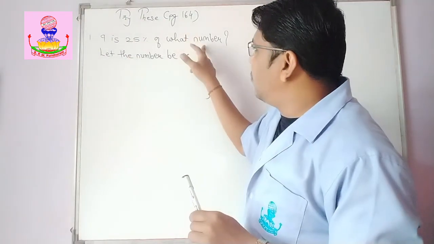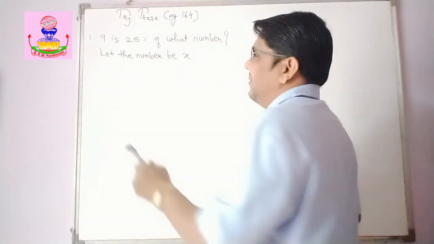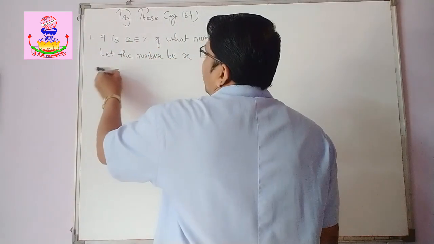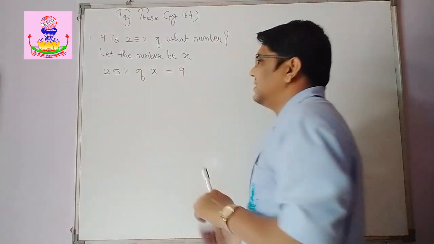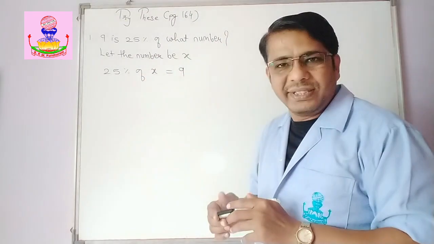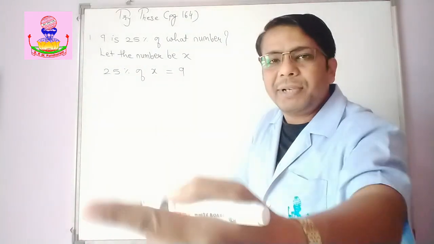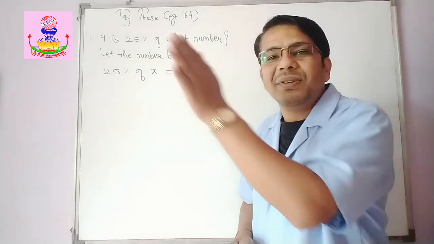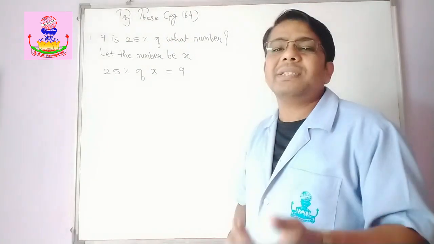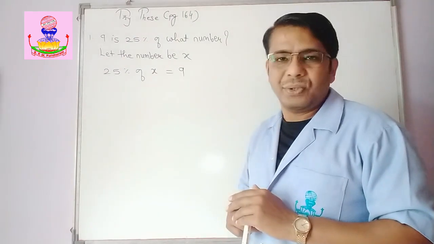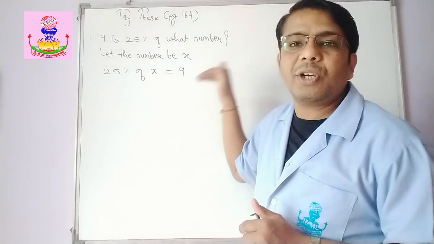Now, so 25% of what? Means 25% of x is how much? That is 9. So 25% of x is equal to 9. Do you understand? So this part is given, we want to find the whole. In the previous example, the whole was given, we were finding out the part, means how many. Do you understand? So that is the difference here.